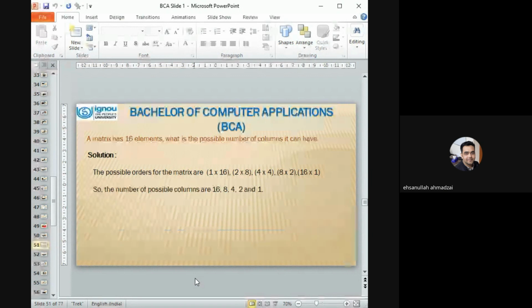Because the multiplication of rows and columns should give the total number of elements. In the first example, 1 multiplied by 16 is 16, the total number of elements the matrix will have. In the second example, 2 multiplied by 8 is 16 again. And in the third example, 4 multiplied by 4 is also 16.